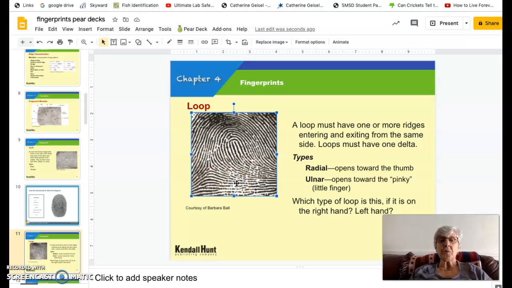It can open to one of two areas. If it opens in the direction of the thumb, it's a radial loop. If it opens towards the pinky, it is an ulnar loop. So it will tell you if it's on the right or left hand. If this is on the right hand, then that is an ulnar loop. If this is on the left hand, then that is a radial loop.